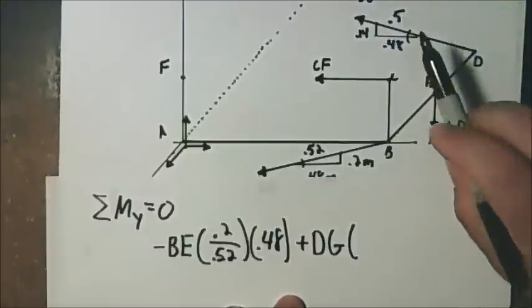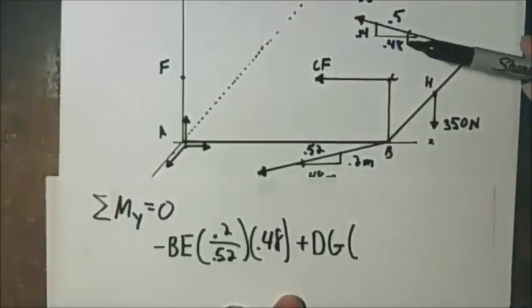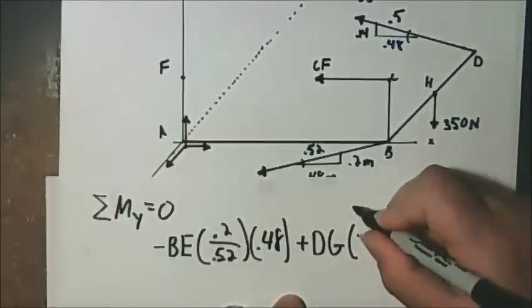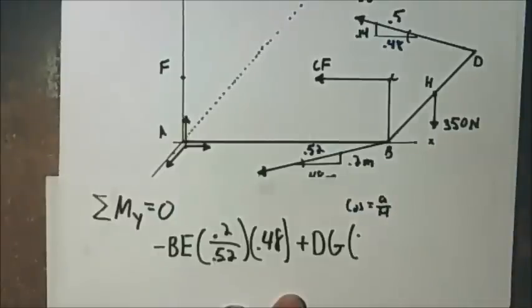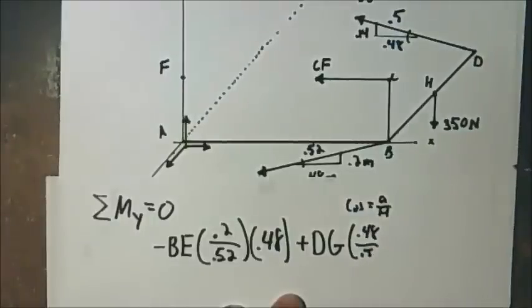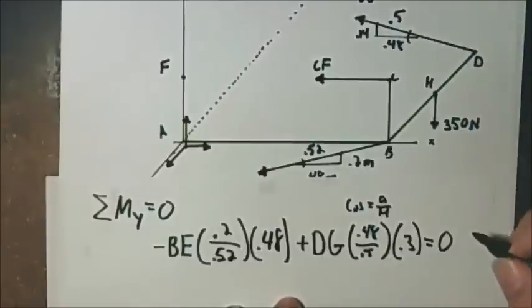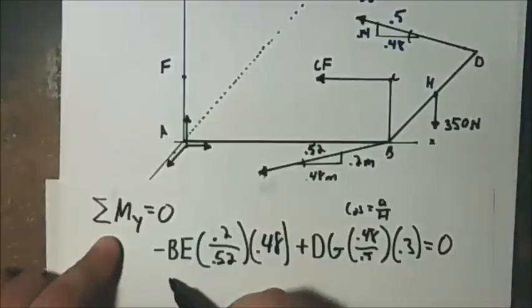And this time we are going to need the x component of this force. Okay? So this is the cosine, which is the adjacent over the hypotenuse, which is 0.48 over 0.5, times this perpendicular distance, which is 0.3 meters. So again, we're taking a moment about the y-axis.